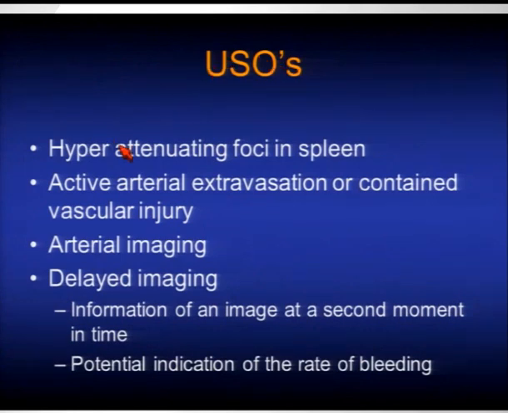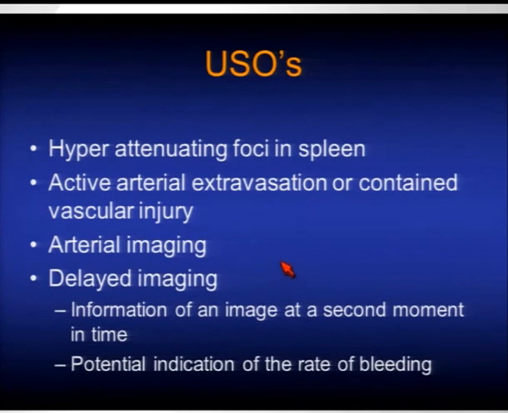And we'll consider hyperattenuating foci in the spleen, or as I like to call them, the USOs, unidentified splenic objects. These are things that are either active arterial extravasation or contained vascular injury. It's important to both identify them and differentiate between the two of them. And as Steve has shown you, arterial imaging is vital in identifying the contained vascular injuries particularly. And delayed imaging is crucial for differentiating between vascular extravasation and contained vascular injury.